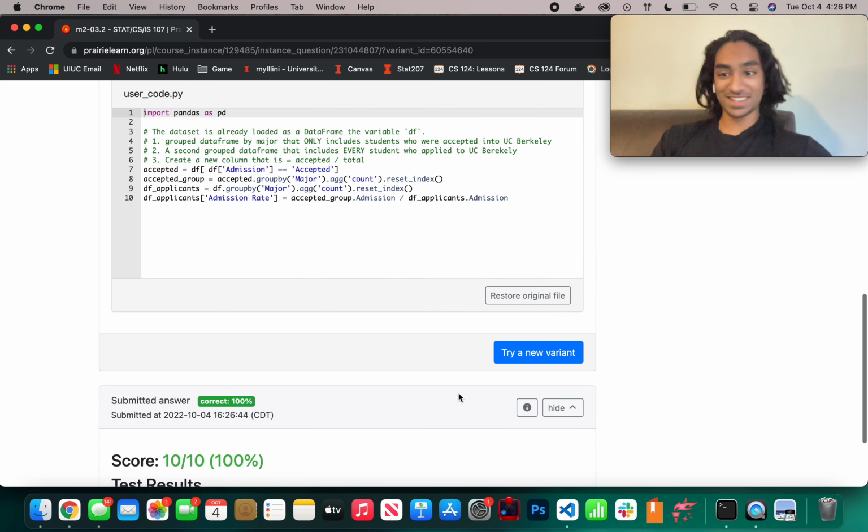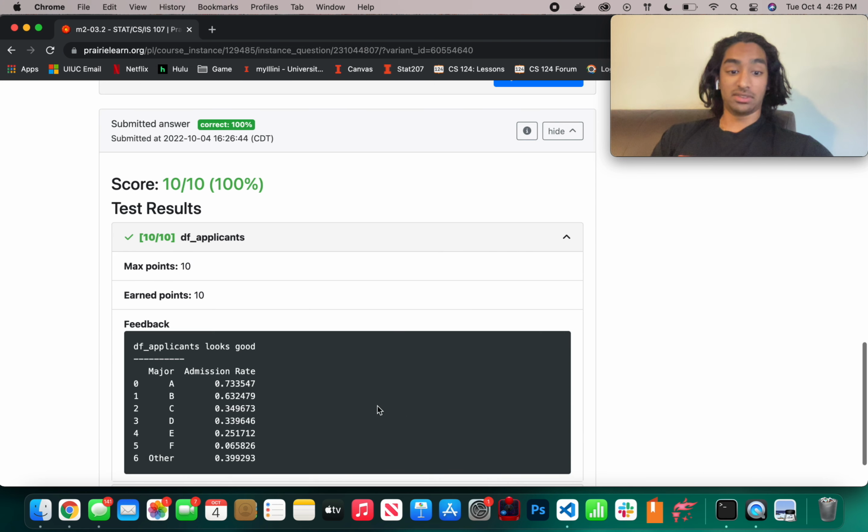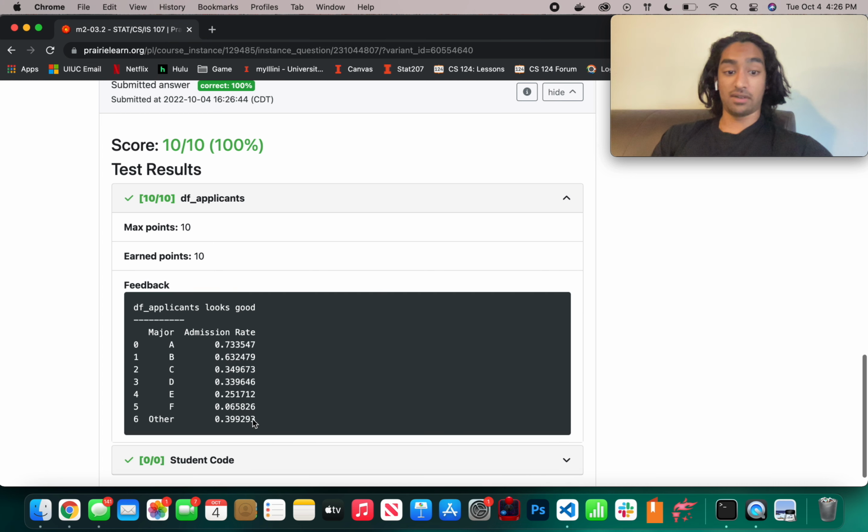I got scared there for a second because it said 0, but yep. So here we can see the admission rate column. We have a row for each major, so A, B, C, D, E, F, and it's taken the total number of accepted students and divided by the total number of students.